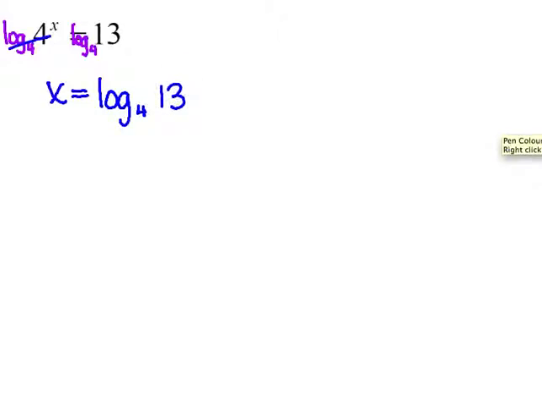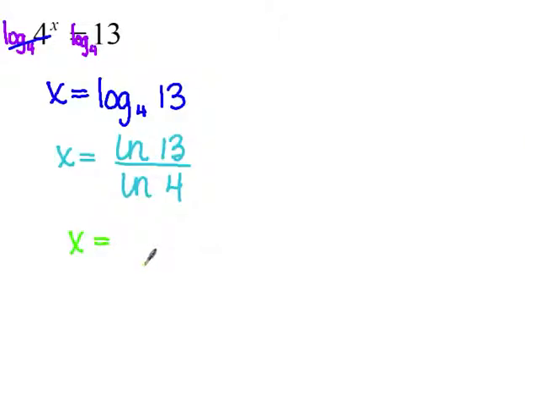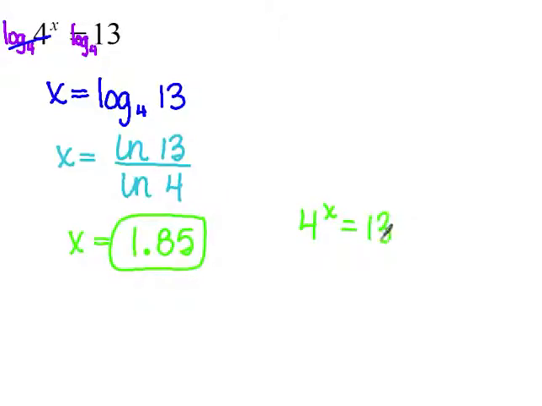Now the question is, how do I do this? Well, this is one of those problems we use the change of base formula on. If you remember the change of base formula, natural log of the outside divided by natural log of the inside. So on your calculator, go ahead and evaluate that. I would like your answer to 2 decimal places. 1.85. Okay. So if you plugged that back into the original equation, 4 to the x equals 13, if you took 4 to the 1.85 power, you're going to get something pretty close to 13.